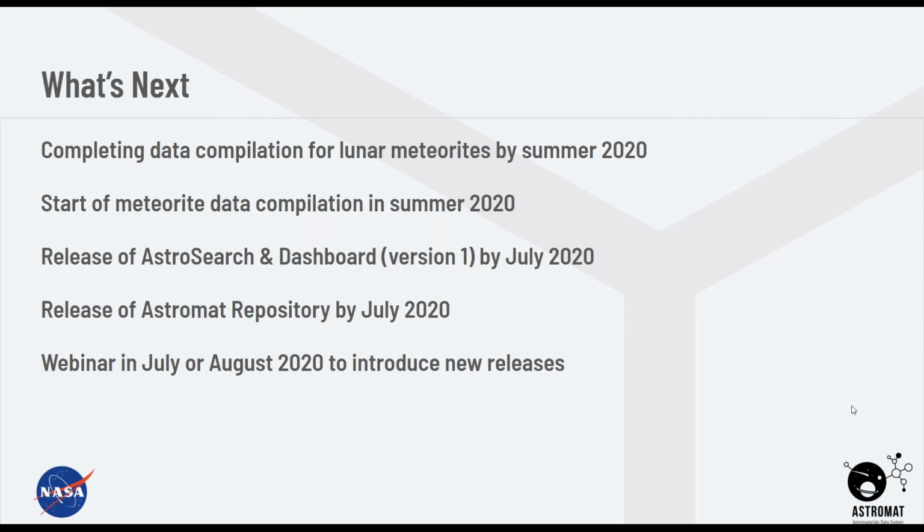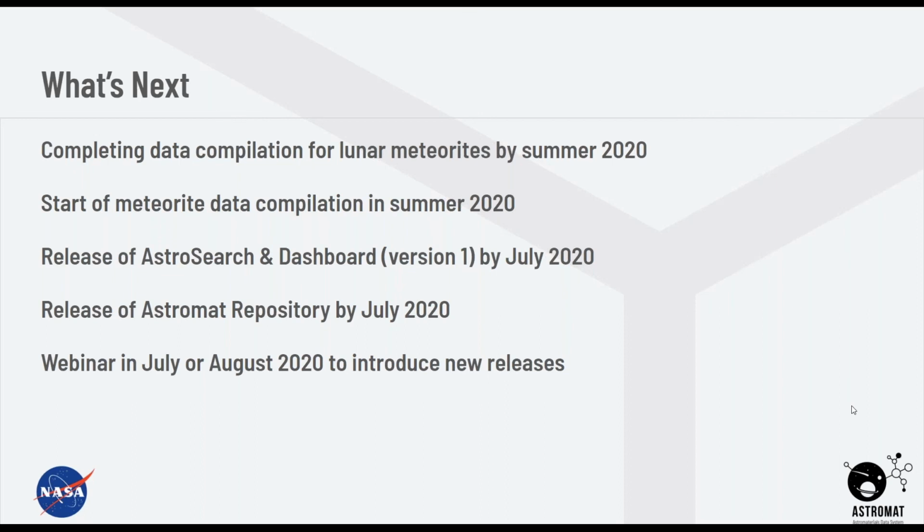And depending on how worldwide travel will evolve over time, we're likely to run another sort of town hall or lunch workshop at the Meteoritical Society meeting in August. As we showed, the AstroSearch and Dashboard version 1 is under development, and we are looking forward to release the prototype in July 2020 for you to test and provide us with feedback on that. We plan to release the AstroMat repository by July.